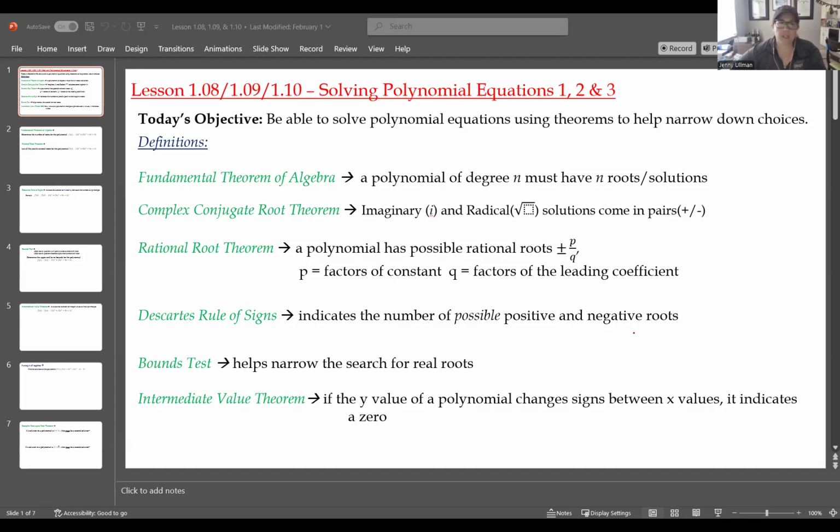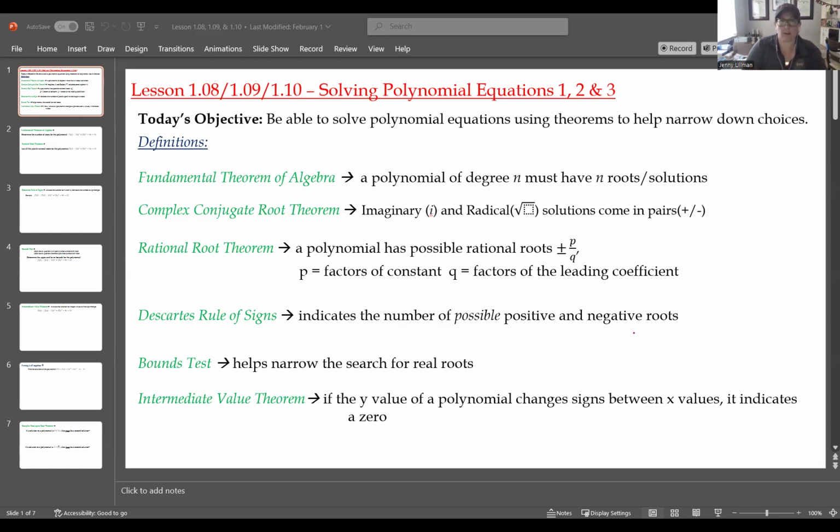Hello, everyone. So today we're going to take a look at lessons 108, 109, and 110. Basically, they were all about solving polynomial equations. And we had a lot of different definitions in here and things to use in order to help us be able to solve. Okay, so a lot of these are used to help us narrow down our choices.